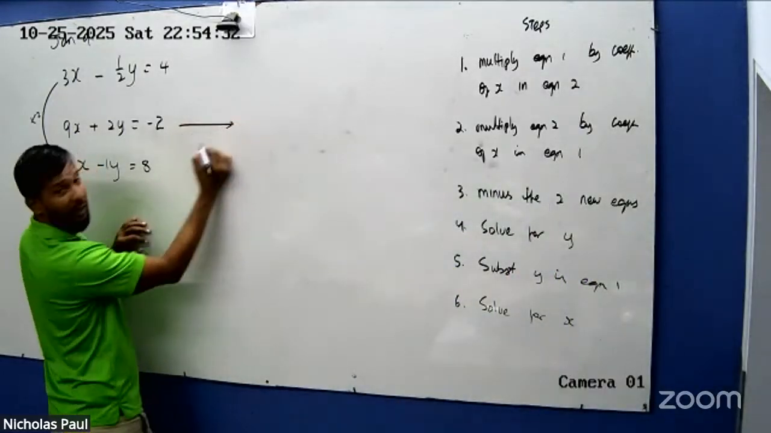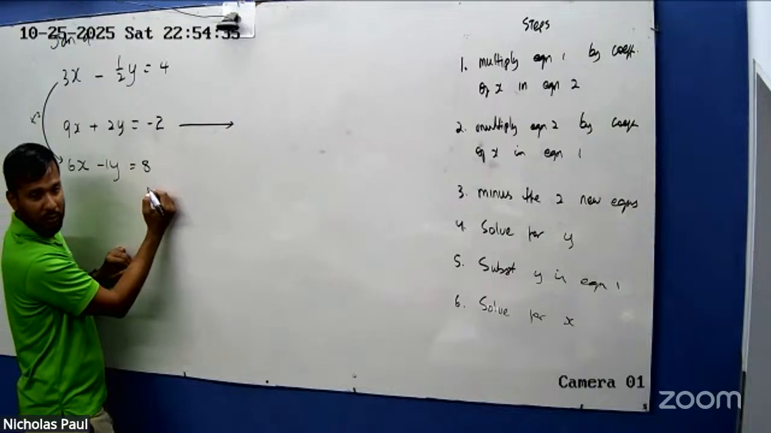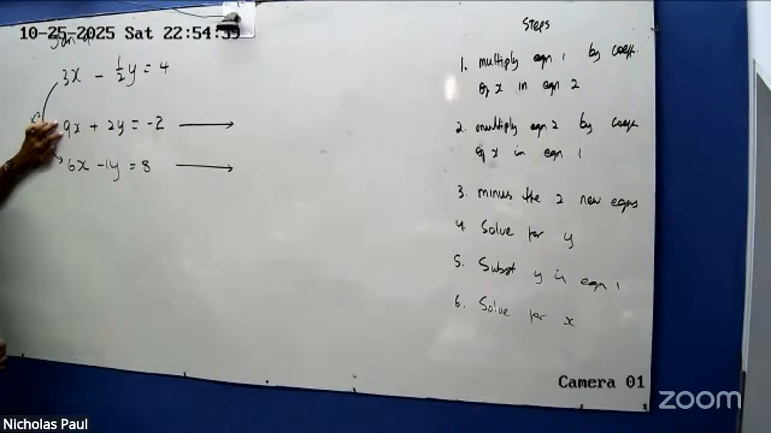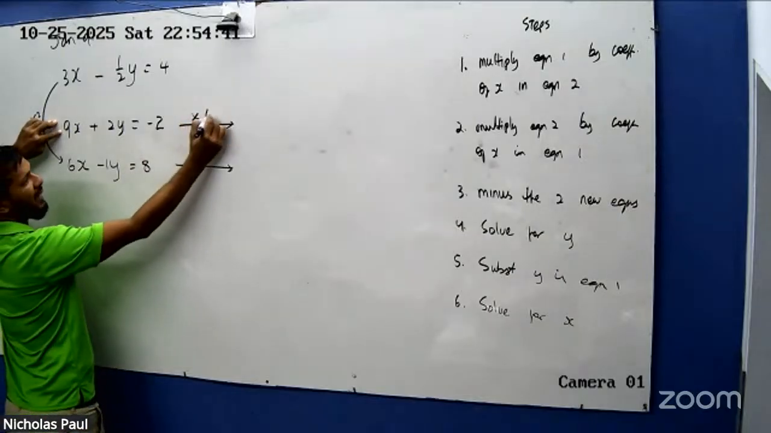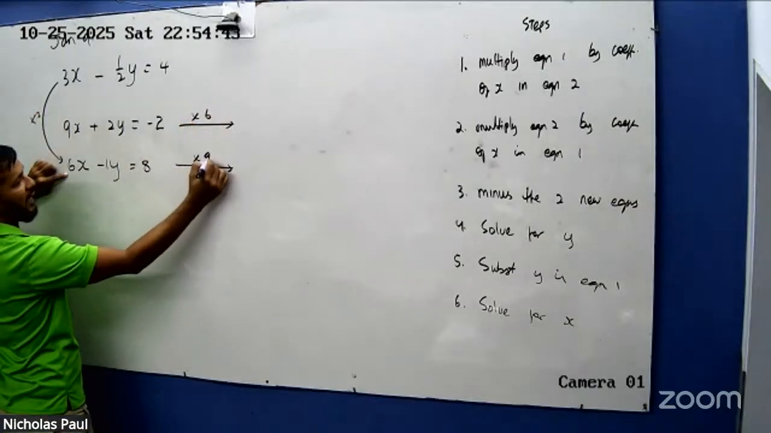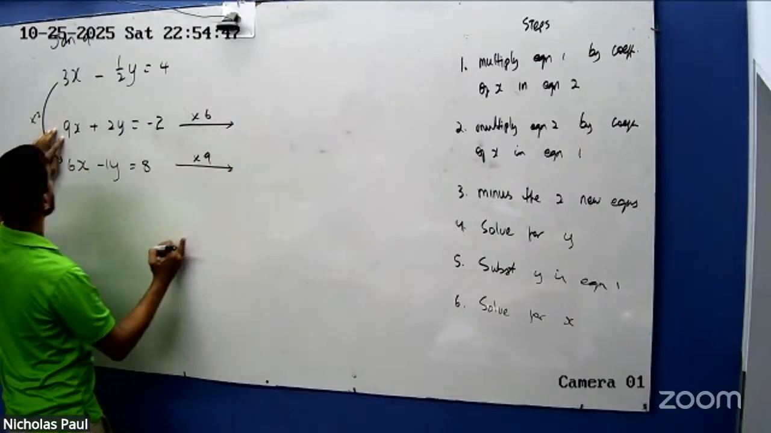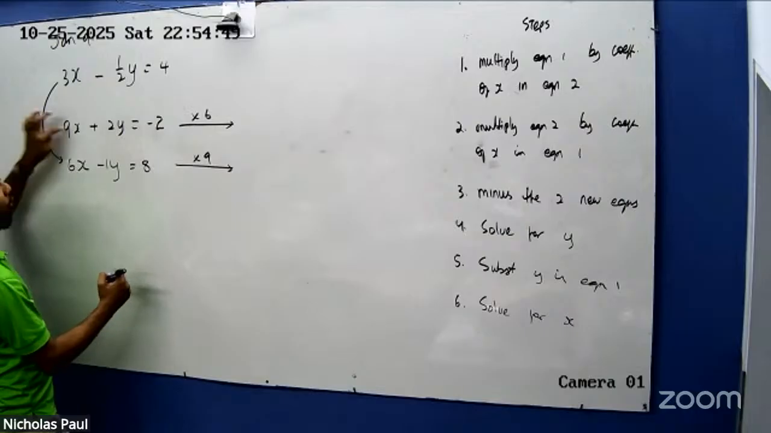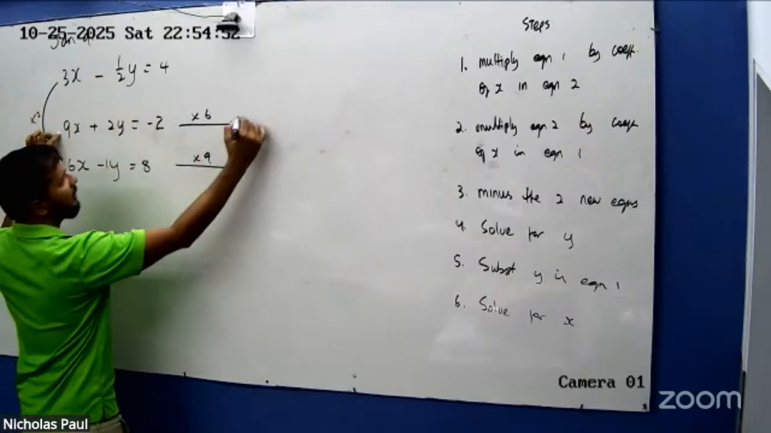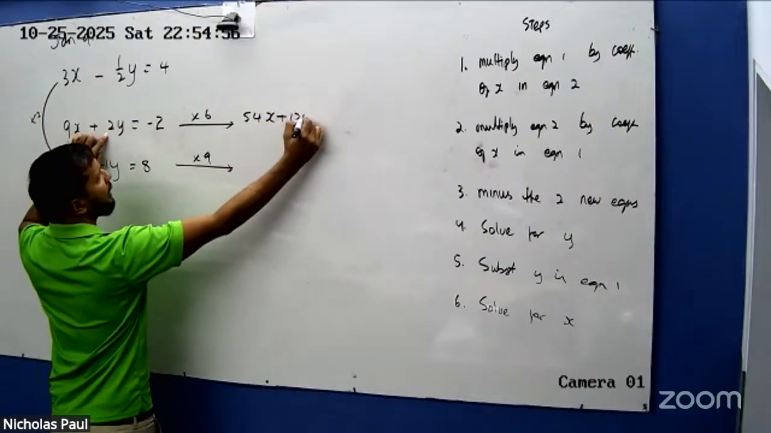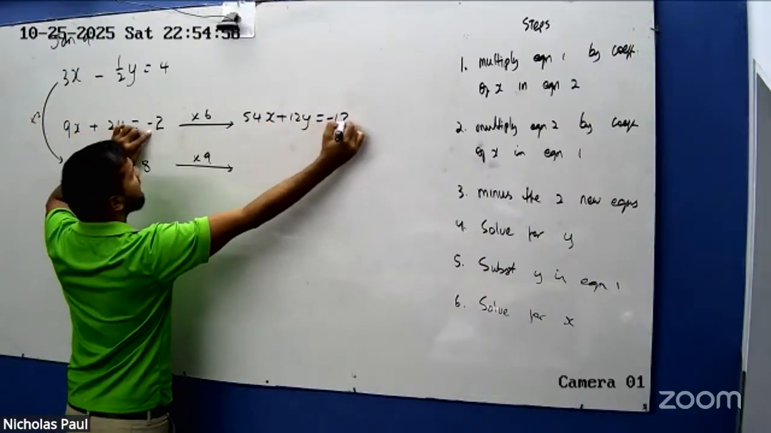You're not getting a whole number? No, you're not? Alright. I thought you were getting a whole number. Anyway, so you're multiplying this equation by 6, you're multiplying this by 9. 6 by 9 is how much? So this whole equation by 6, right here. So that will be 54x plus 12y is minus 12.